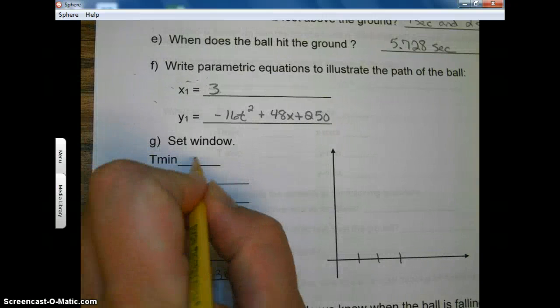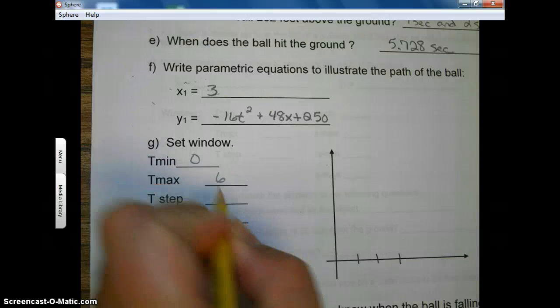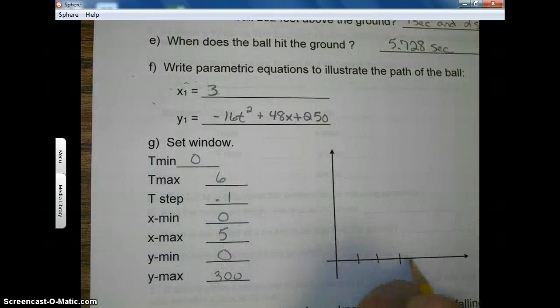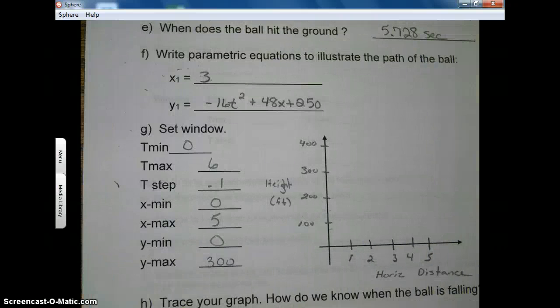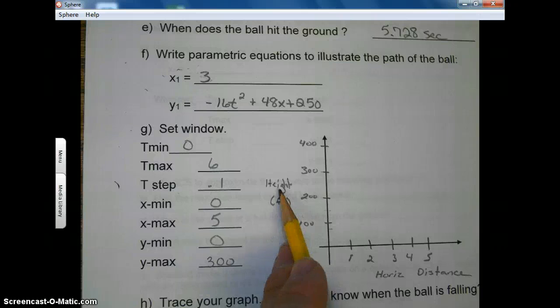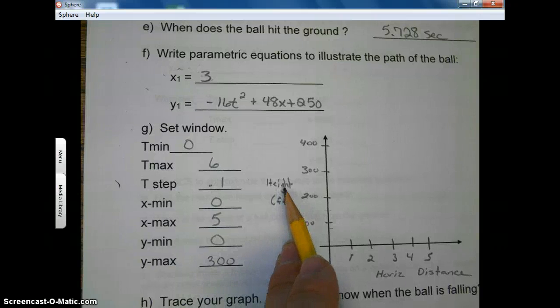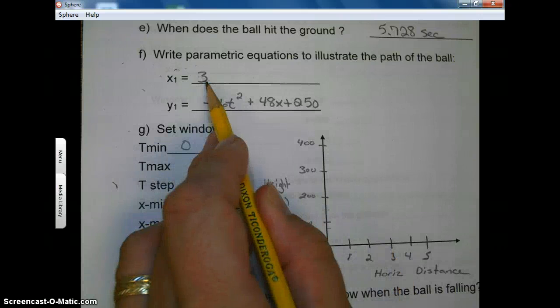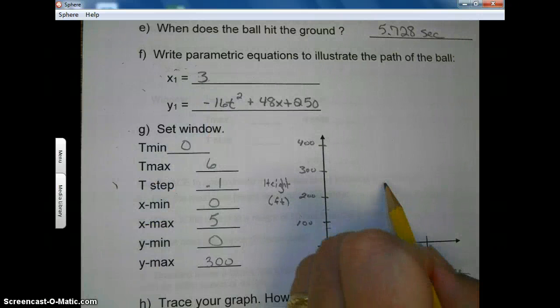Again, t min 0 to 5, just so that we can see a little window here, a little space. 1, 2, 3, 4, 5. Okay, so I set up my scale on my horizontal, scale on my vertical height. Our ball is going to start at 250, so we put it at 3, so at 250 it's going to start right here.